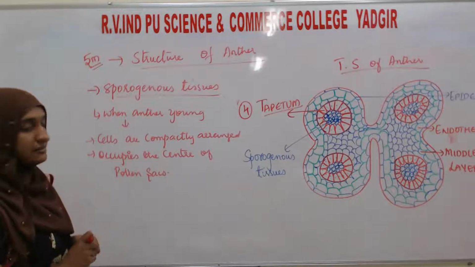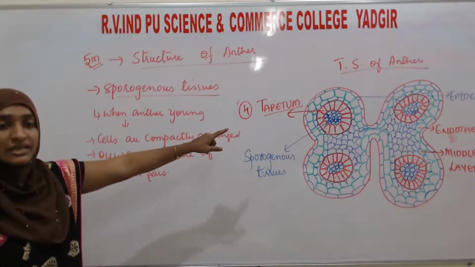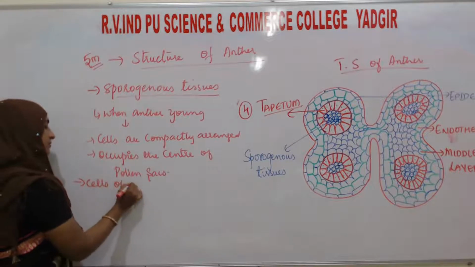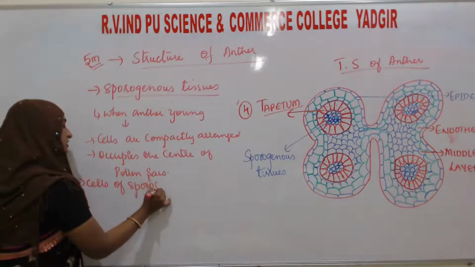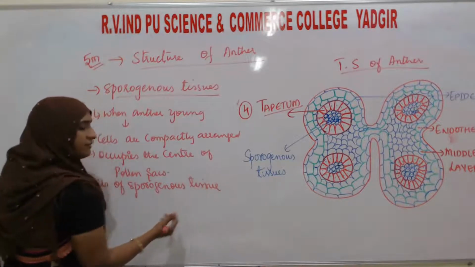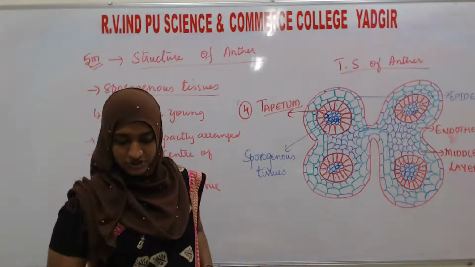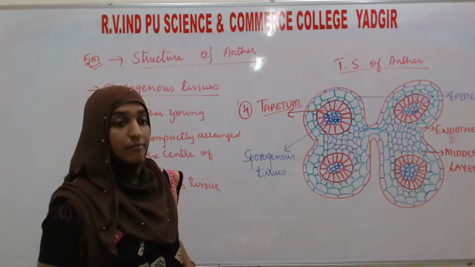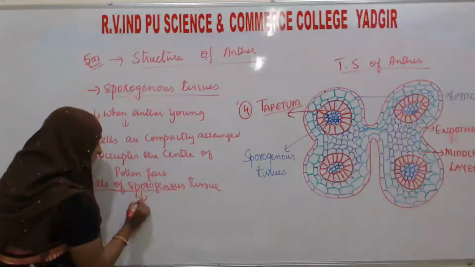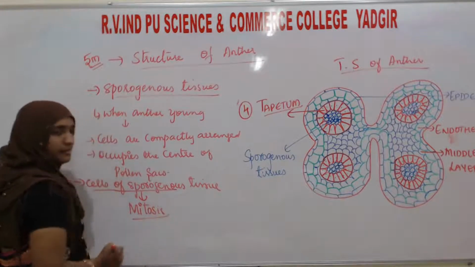And the next thing, the cells of these sporogenous tissues will divide. The cells will undergo division. Which division? That is mitosis. The cells of sporogenous tissue will undergo cell division, that is mitosis.